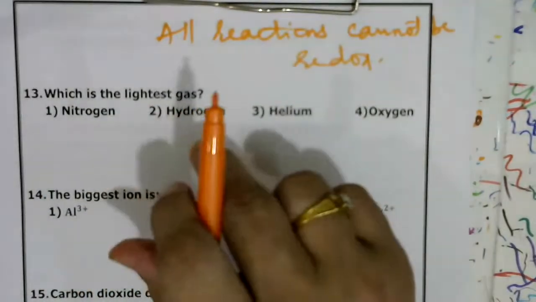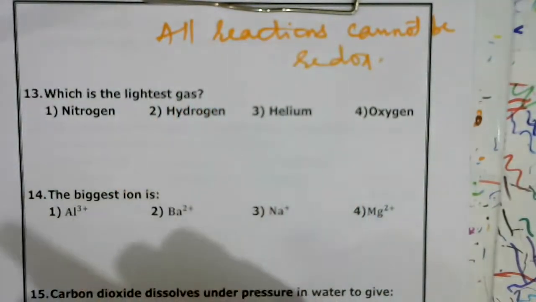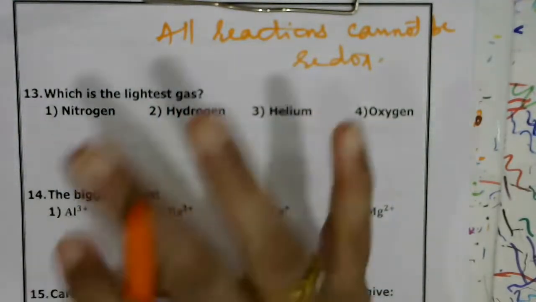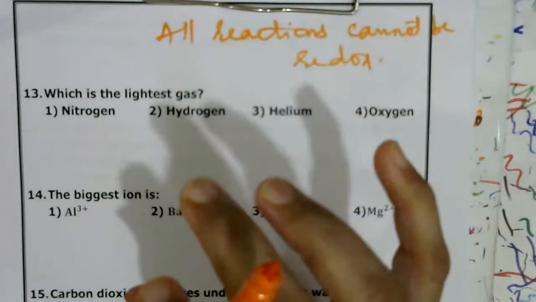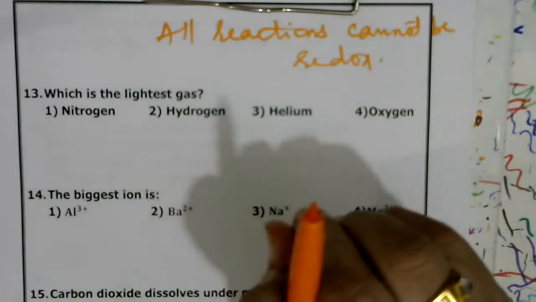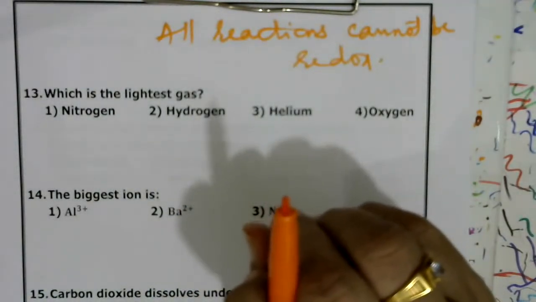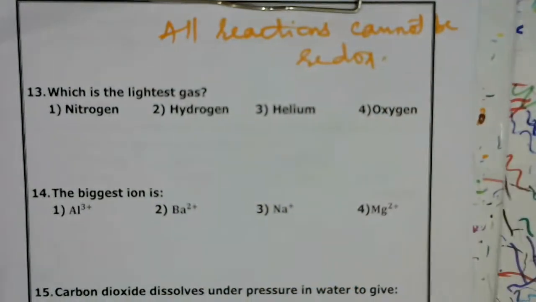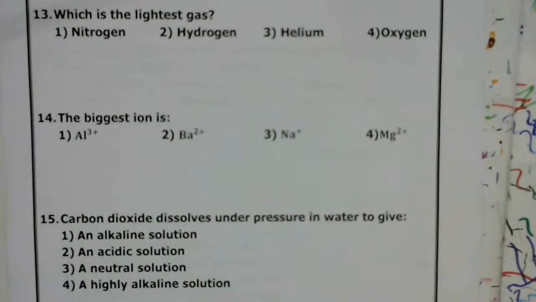And remember one more which is not a redox reaction. Neutralization is also not a redox reaction. Whenever they ask in the four options to identify the reaction which is not a redox, just tick the neutralization. Don't think much. Okay, next.